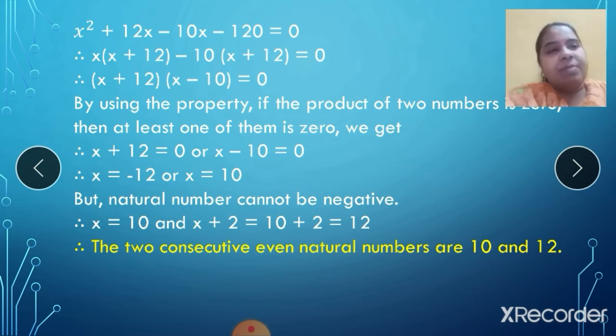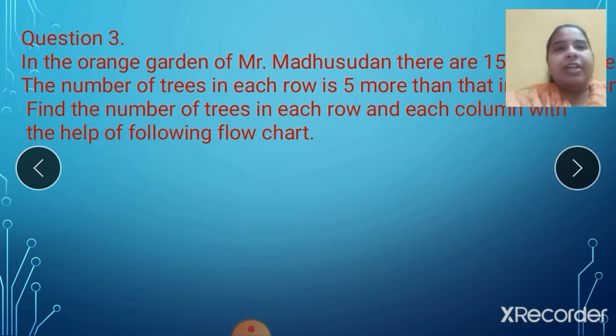I hope this concept is clear to you. Yes, we have got the answer: consecutive even natural numbers are 10 and 12. So write it fast. After this, we move to the next question. I hope you are writing it as well.